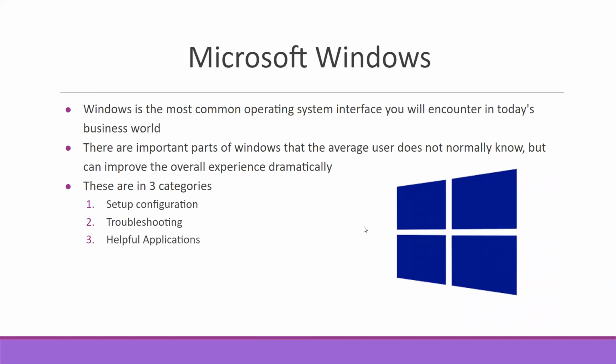So Microsoft Windows, this is probably the better known operating system among most people, especially people in the business world. It's the most common operating system in today's business world. There are important parts of Windows that the average user does not normally know, but can improve the overall experience dramatically. So like the tips and tricks from Mac, but now we're going to do it for Windows. These are in 3 categories, and it's going to go a little bit more in depth. We have 1, setup configuration, 2, troubleshooting, 3, helpful applications.